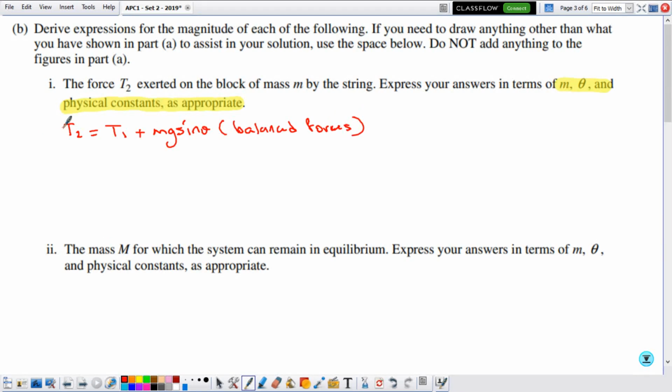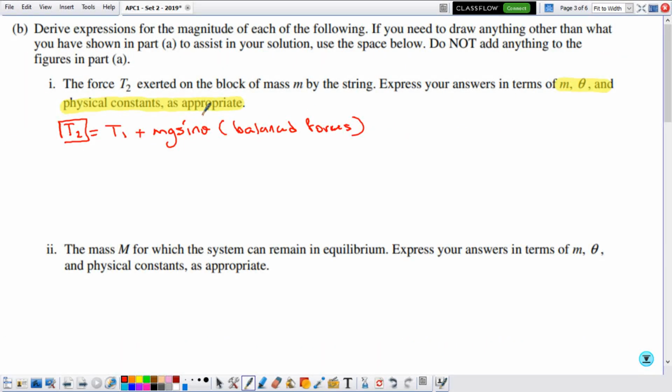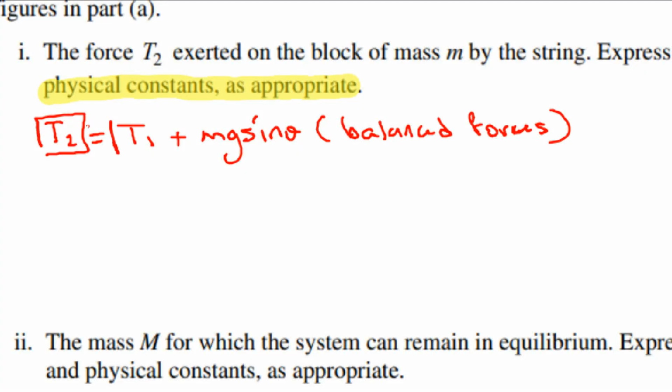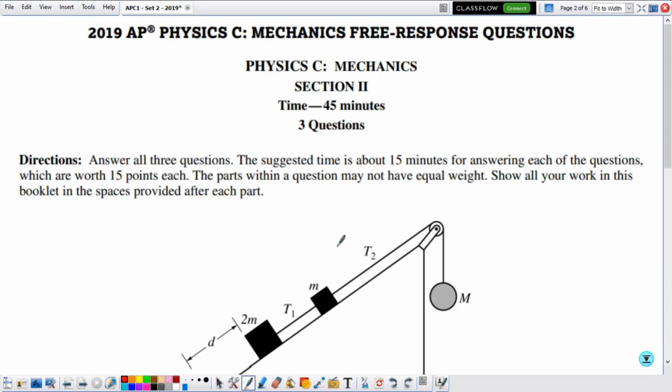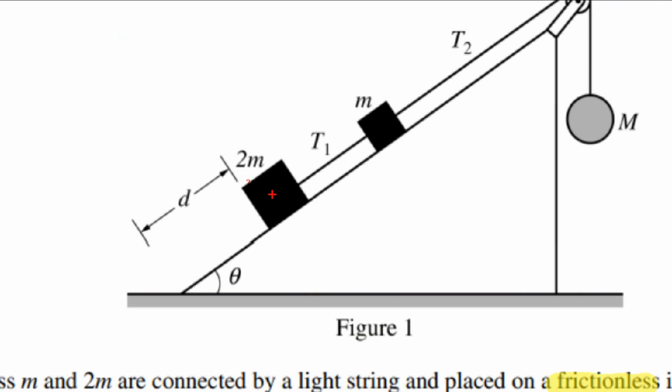And now we're searching for the expression of T2. Already this part has been expressed in terms of m and theta and physical constants. Now what about T1? We need to get rid of T1, and T1 can be determined by referring to the FBD of this one, which we didn't represent. So let me do quickly the FBD of this block.